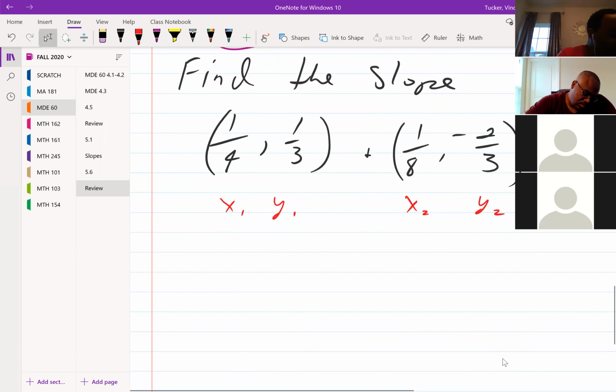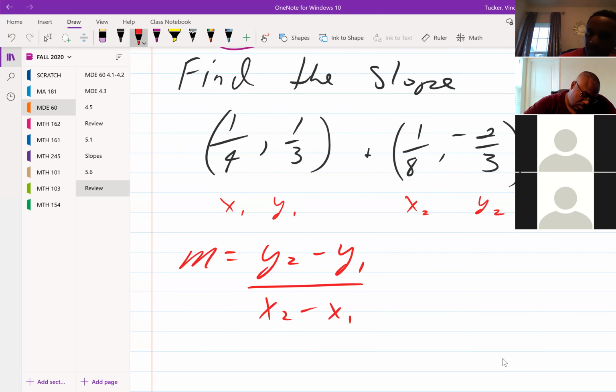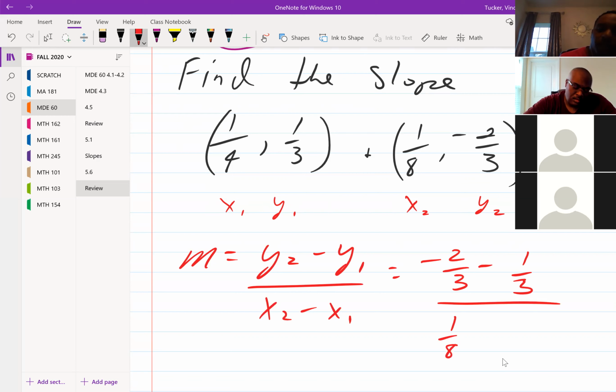So we're still leaning on this relationship: y2 minus y1 over x2 minus x1. My y2 is -2/3, y1 is 1/3, x2 is 1/8, and we got 1/4 for x1. So now what we need to do is subtract our fractions up here and subtract our fractions down here separately.